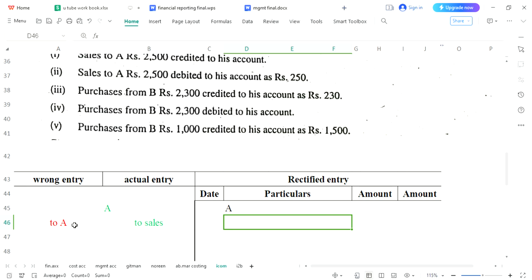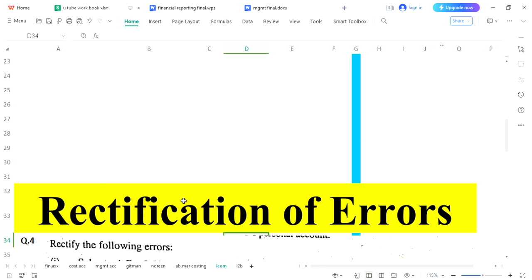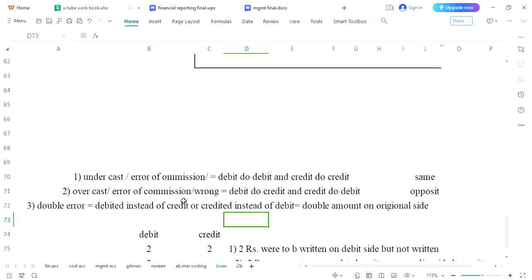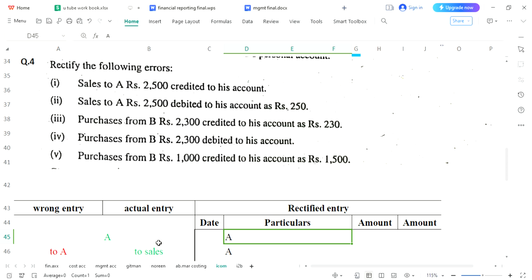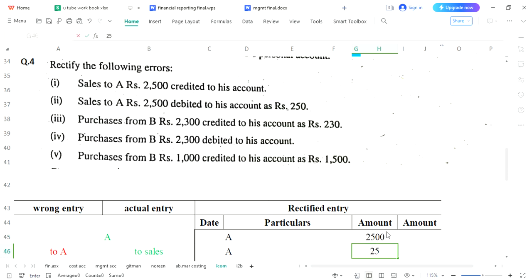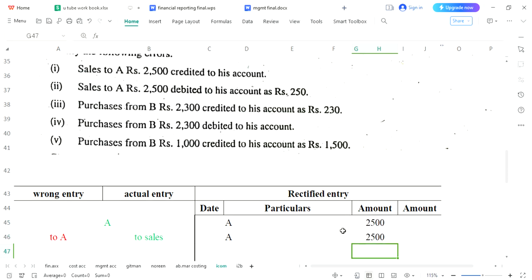You are not allowed to erase it. You are not allowed to delete it. You are not allowed to use whitener. So to cancel this effect, it was credited. To cancel its effect, you will debit it once again. So we have debited A 2 times. And look at here what we have learned. Double error, how it would be solved? Double amount on original side. Its original side was debit and double amount means 2500 once and 2500 for second time. You have written over here.